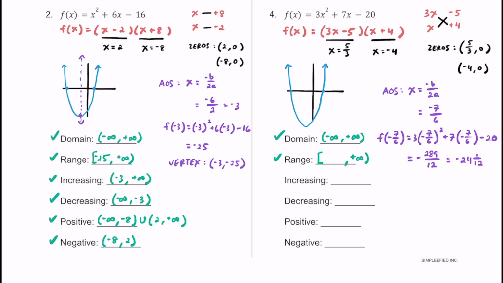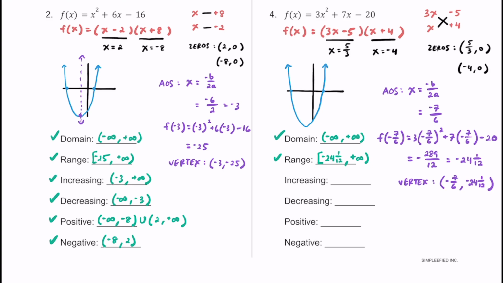Feel free to pause to figure that out, but that would be the y value. And so for the vertex here, we just figured out the x and the y value. The axis of symmetry helped us with the x value. That's going to be negative 7/6, or negative 1 and 1/6, and the y value is going to be negative 24 and 1/12. So that's going to be the lowest point here. For this lowest point, we just figured out it's negative 24 and 1/12. Let's go ahead and write that in, negative 24 and 1/12.